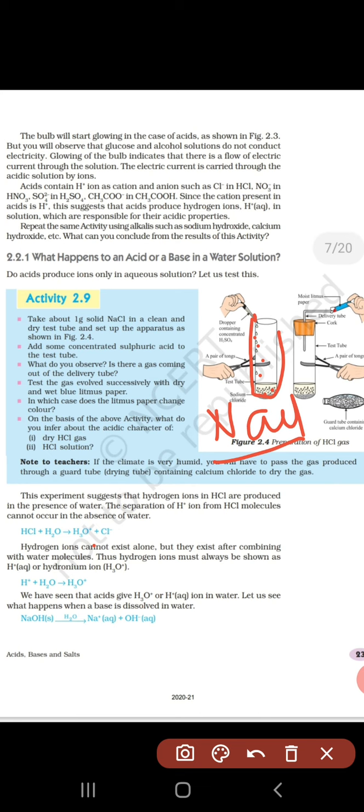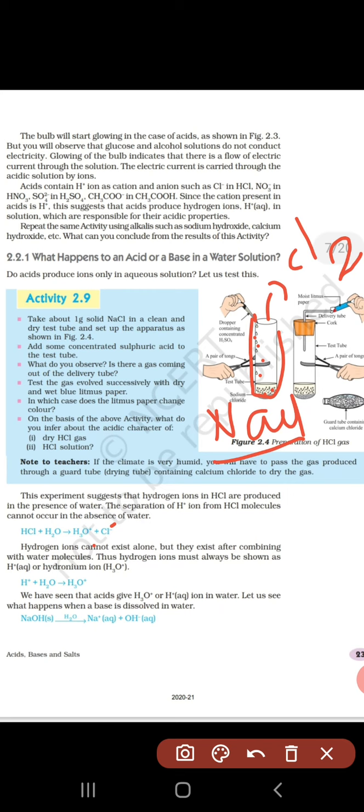Now what happened? Then the gas is generated out of the delivery tube. Which gas is generated now here? Which gas is generated after adding? This is the chlorine gas.